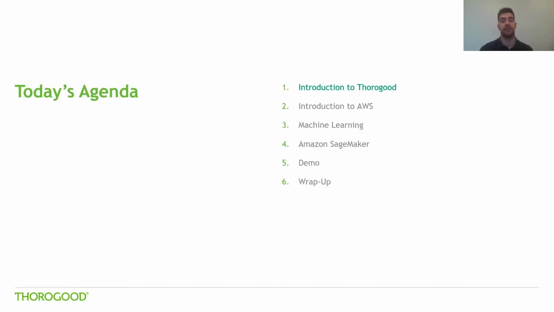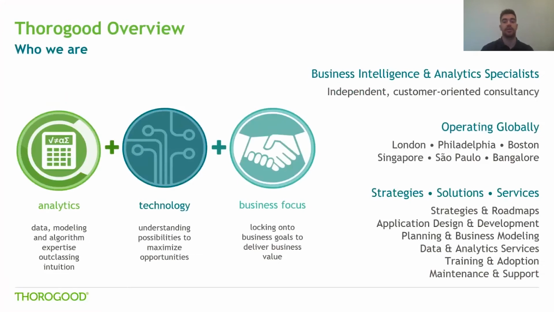So like I said, we'll kick off with a very quick introduction for those of you who don't know Thorogood. We're an independent professional services consulting firm, and we specialize in business intelligence and analytics solutions. We operate as a single organization, serving our customers globally, and we leverage teams of consultants across our offices, including Philadelphia, Boston, and Sao Paulo in the Americas region, as well as London, Bangalore, and Singapore. And then all of our consultants throughout all of our offices are recruited and trained in the exact same way to develop a unique mix of skills.